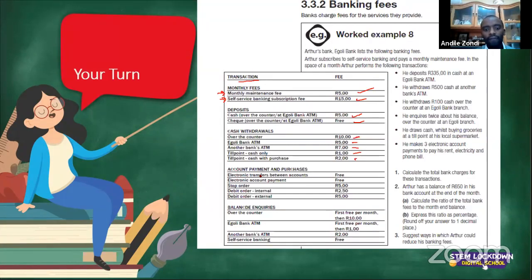Now, for account payments and purchases, right? For electronic transfer between accounts, right? Let's say you have different accounts within the same bank, you'd be paying nothing, 0 rands. If you are doing electronic transfer payments, paying someone else using your phone or your device, you're not paying anything.